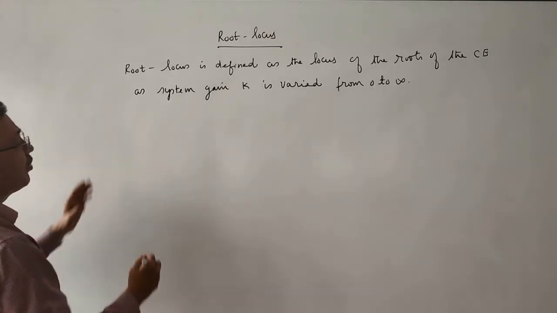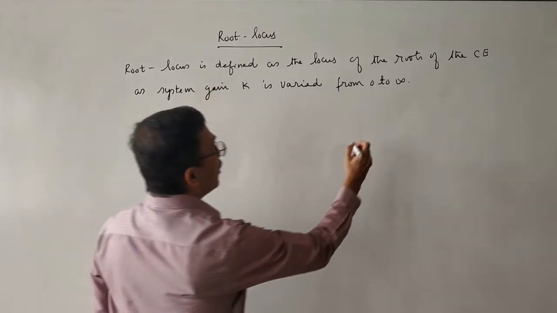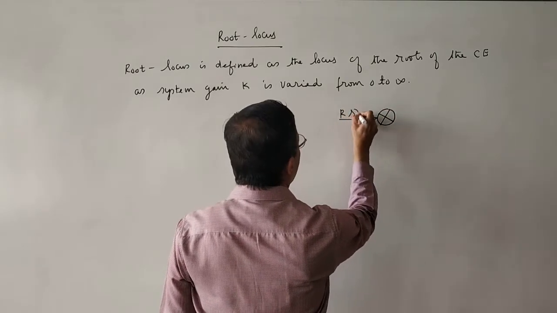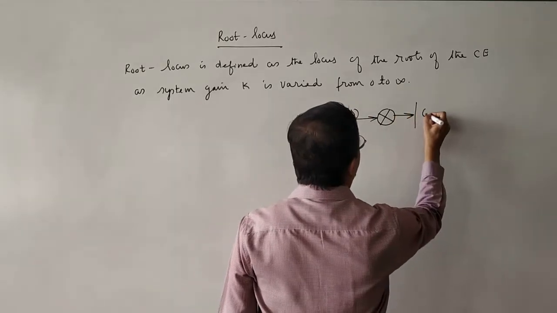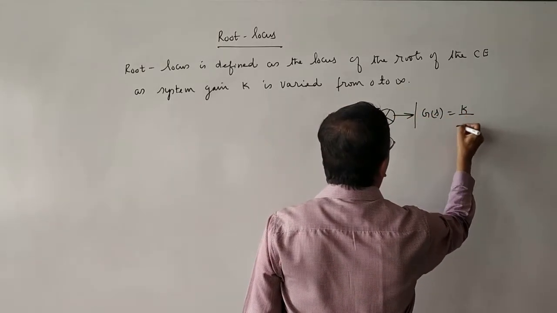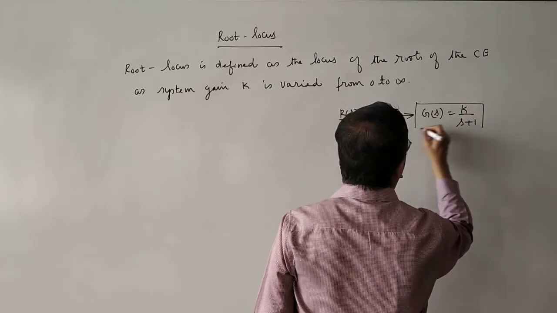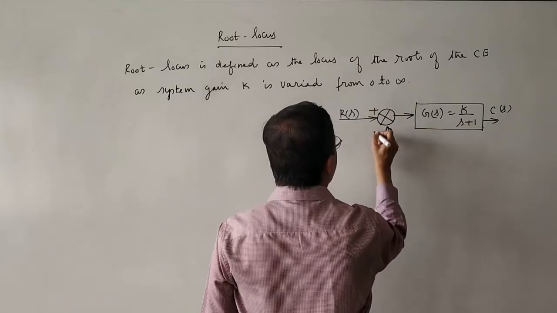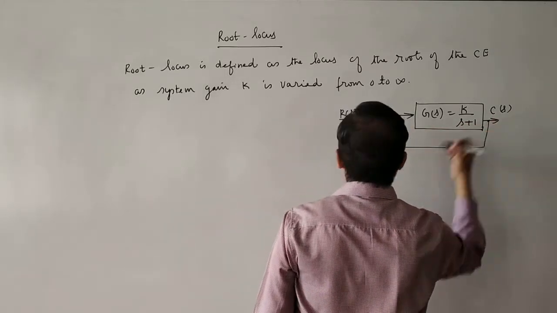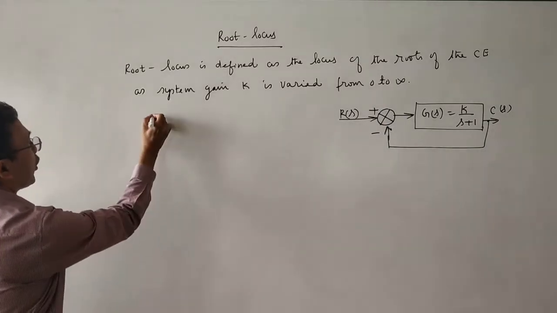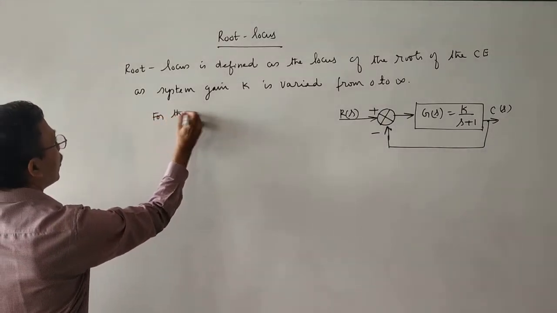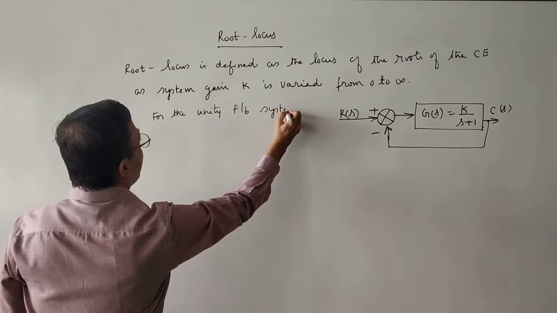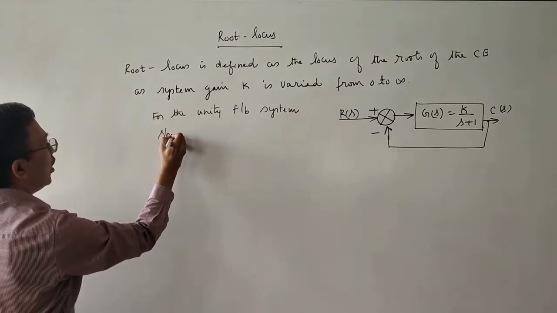In order to understand this concept, let us consider a negative feedback system of first order as shown in this figure. G of s is equal to k divided by s plus 1. Output of the system is C of s. It's a unity feedback system.